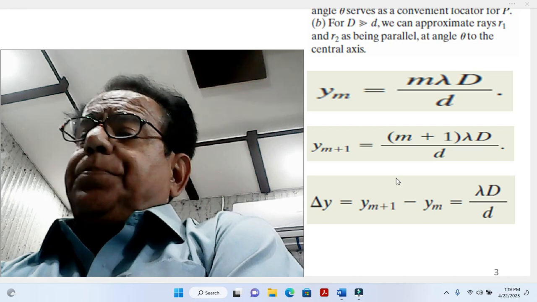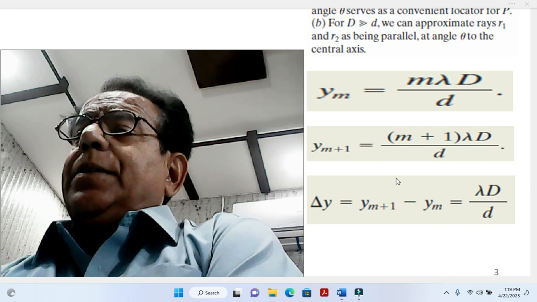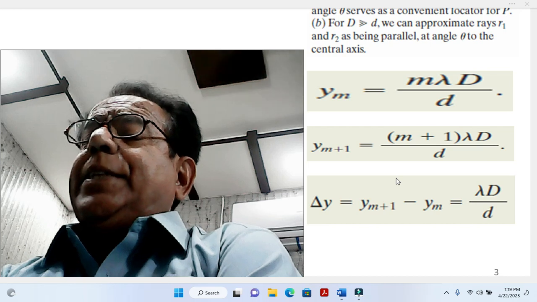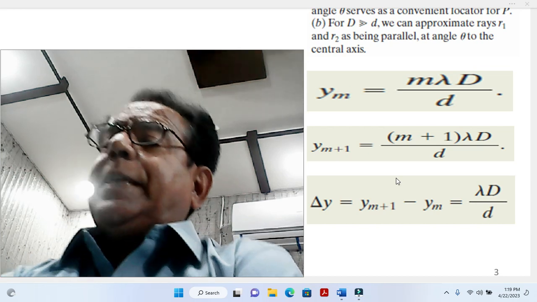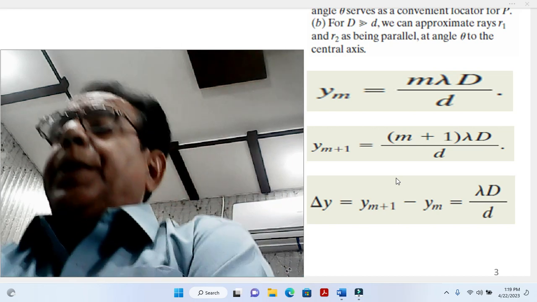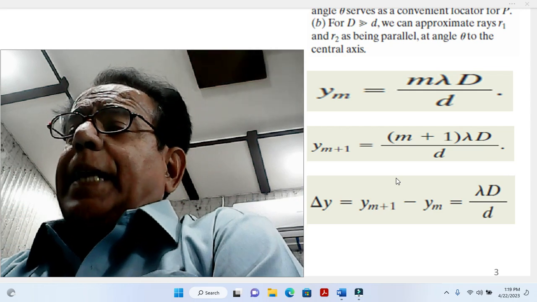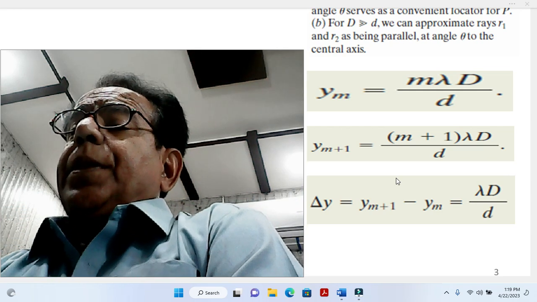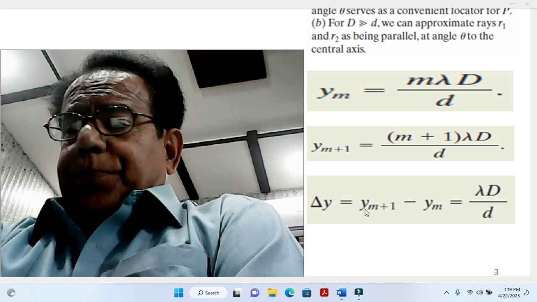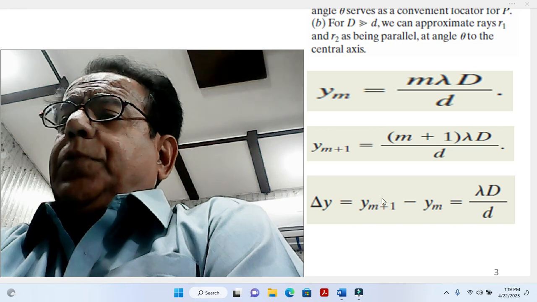When we subtract these two, that is first from second, then we get delta y, that is change in y, equal to ym plus 1 minus ym equal to lambda capital D over small d. Okay, the third expression has been derived by subtracting the first expression from the second expression, and this third expression will be used to solve this problem.